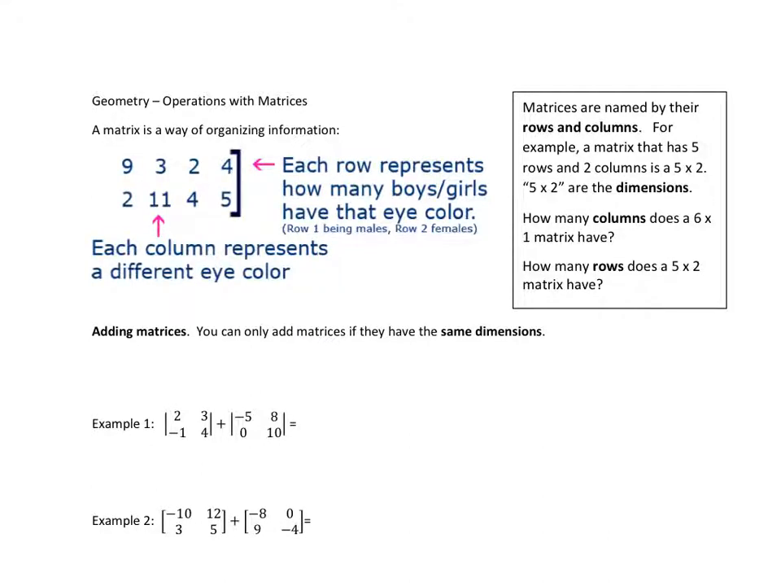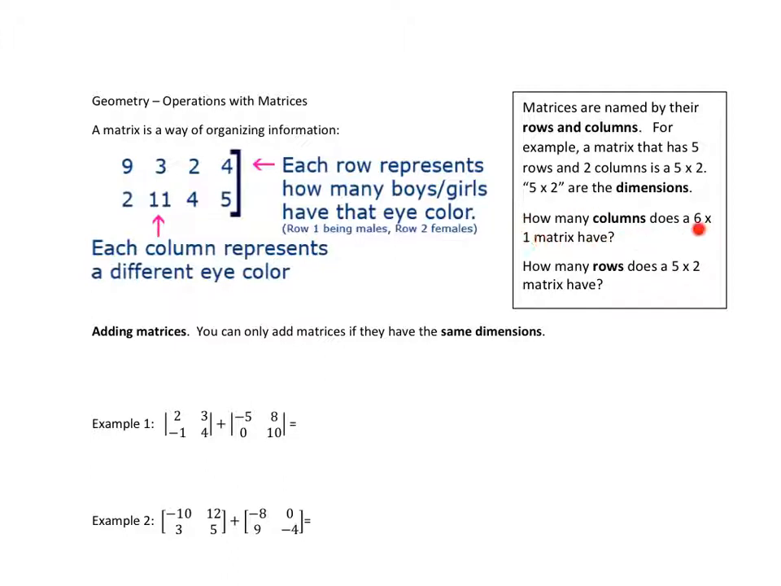Matrices are a way to organize a group of numbers or information. Matrices are named by their rows and columns. So a matrix that has 5 rows (rows go down) and 2 columns is called a 5 by 2. So it's always rows by columns, RC. Think of RC Cola, if anybody remembers that drink. So 5 by 2 are the dimensions.